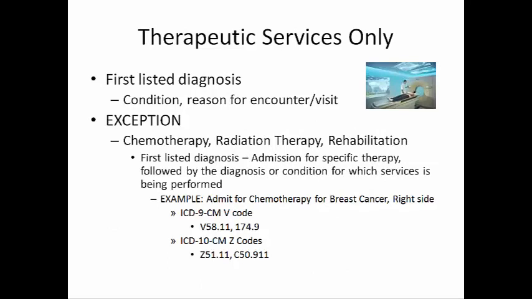When patients are receiving therapeutic services only during an encounter, sequence first the condition or the problem in the medical record to be chiefly responsible for that outpatient service. Other diagnoses, again, those chronic conditions may be reported additionally. An exception is for patients receiving chemotherapy, radiation therapy, or rehab, or rehabilitation. In these cases, the appropriate V code for the service is first listed, followed by the diagnosis or the problem for which the service is being performed.